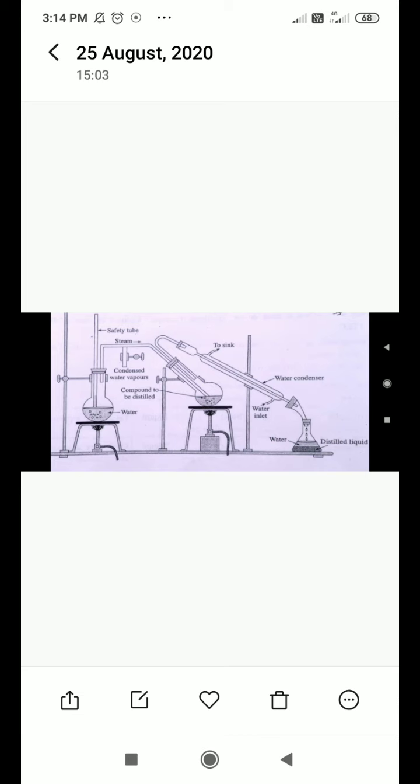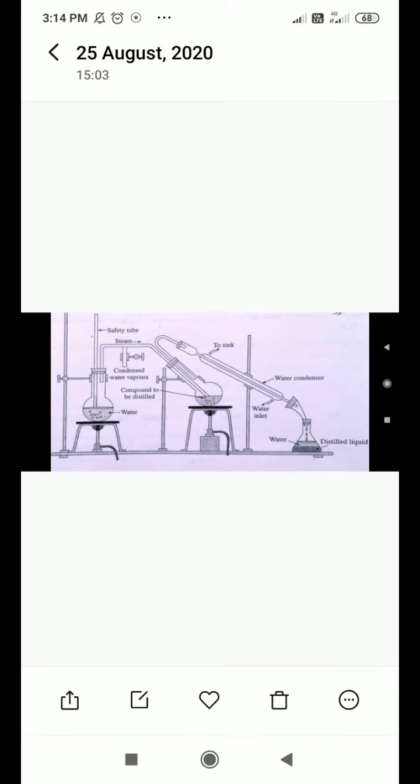Okay, now this method, steam distillation. Look at that screen. In this screen, your RBF contains a mixture of organic compounds, compound A and compound B. What is the property of compound A? Compound A has a high boiling point. And what is compound B's property? Compound B has a non-volatile nature.